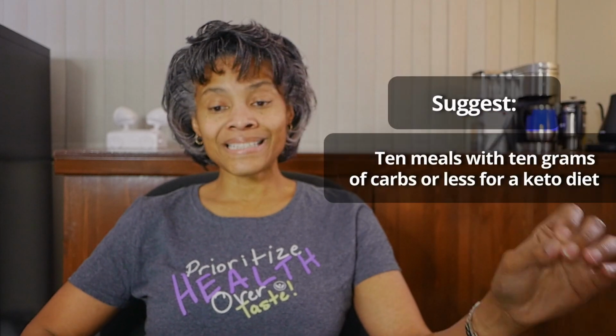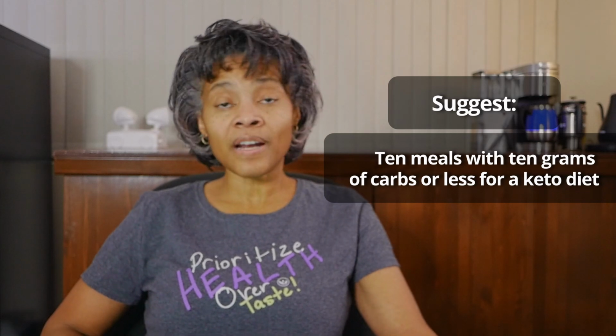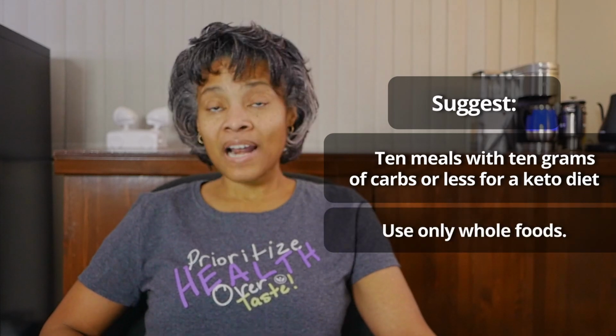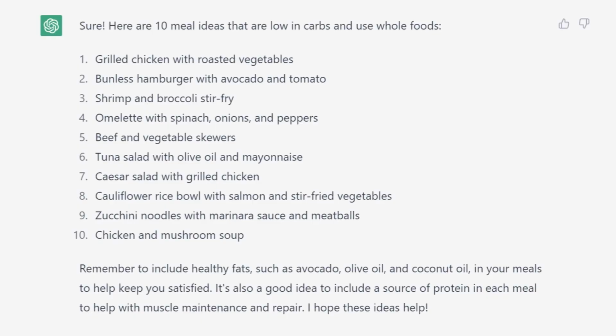Okay, so the first thing I'm asking ChatGPT to do is to suggest 10 meals that have 10 grams of carbs or less. And I've told it that I'm trying to do a keto diet. And I also asked it to use only whole foods. Actually, I'm looking at the results right now and I'm pretty happy with this. I've got grilled chicken with roasted vegetables, bunless burger with avocado and tomato, shrimp and broccoli stir fry. So everything that is listed so far, I would be able to eat on a keto diet. I don't actually see anything that is not theoretically going to fall in line with a keto diet.